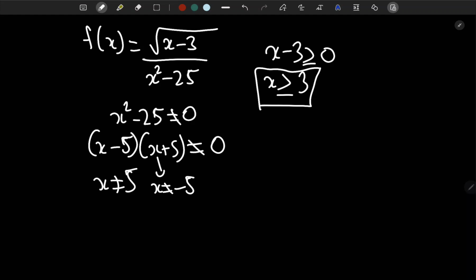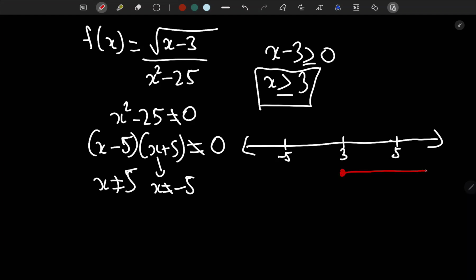So now let's draw a line graph to visualize this better. So we have negative infinity here and positive infinity. We know that it has to be more than or equal to 3, and we have a negative 5 right here and a positive 5. So now let me change my color. We know already that it has to be more than or equal to 3, and it cannot be 5, so we need an empty circle over here.